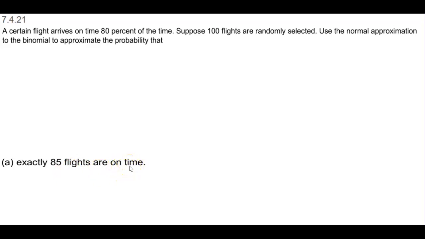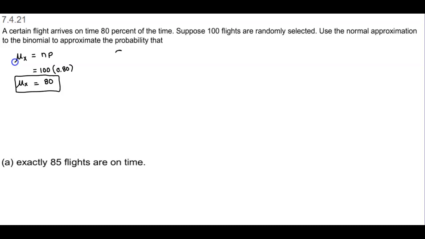Before we do that, we want to be able to find the mean of the values of x. What that's going to equal is n times p. n, which is the number of flights, is equal to 100, and we're going to multiply it by the probability. The probability is 80%, so we write that as 0.80, and so we end up getting 80. Therefore we know that the mean of the binomial is 80.